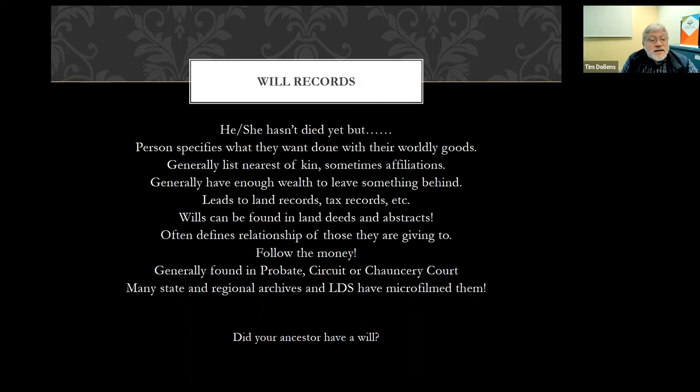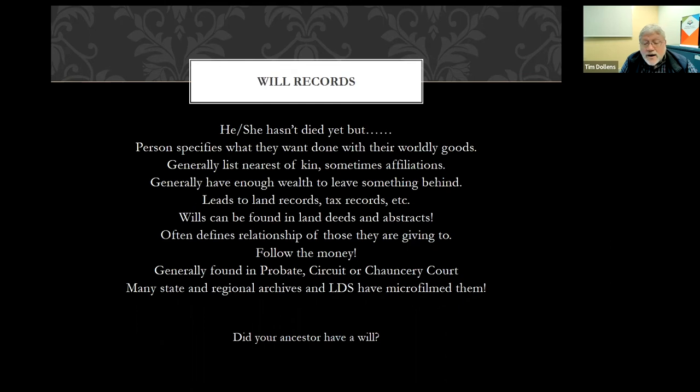So again, this is going to lead to land records, tax records, maybe the records in the local mercantile, because once a will's probated, all the people that the state owes money to are going to be popping up as creditors. And so look for those records as well. So the will is always the first thing to look for. And then once the person dies, look for the probate.